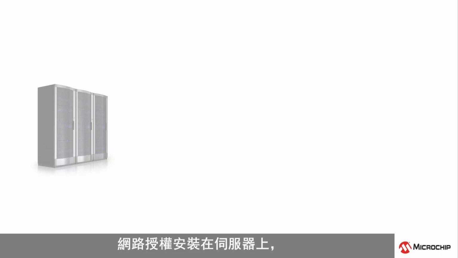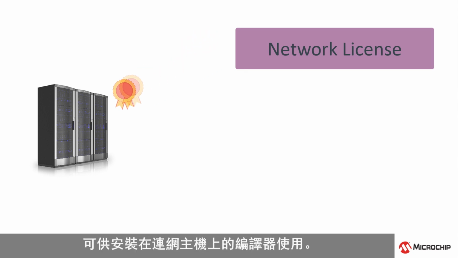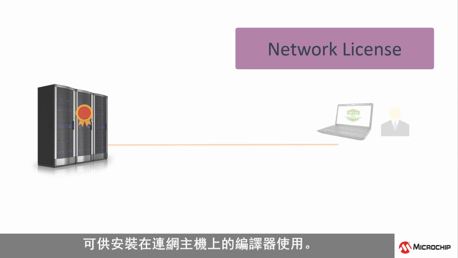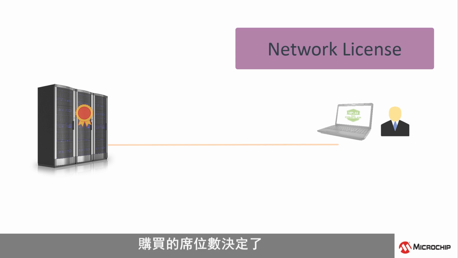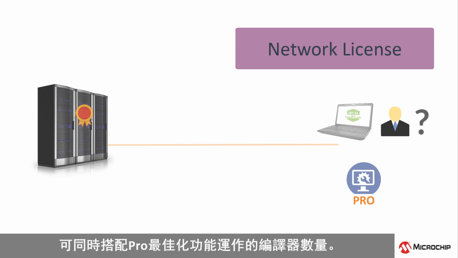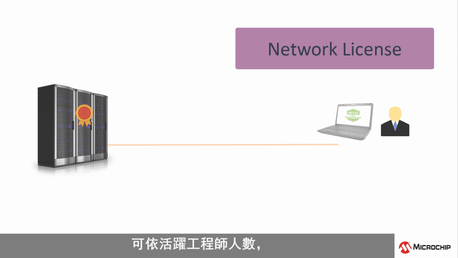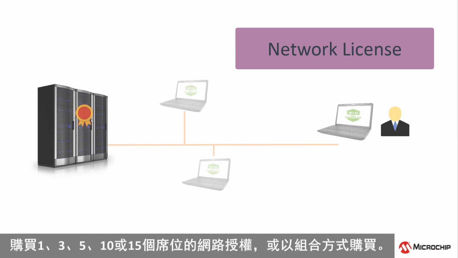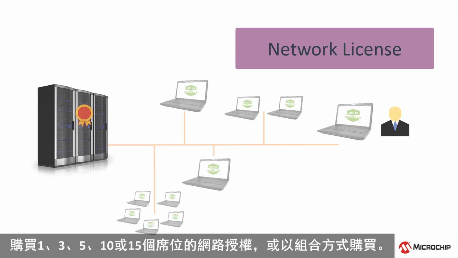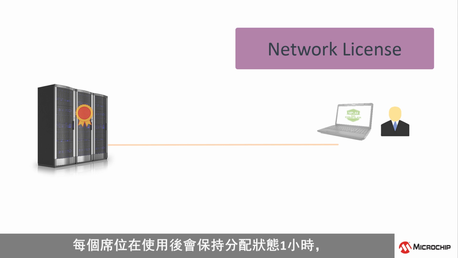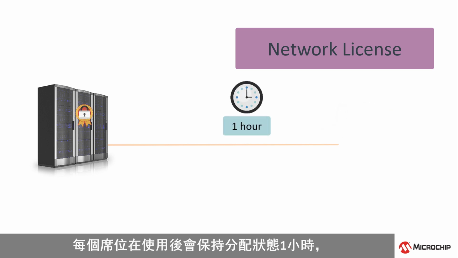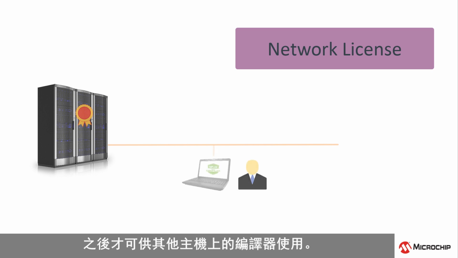A network license is installed on a server and can be utilized by compilers installed on networked host machines. The number of seats purchased determines how many compilers can be concurrently run with PRO optimizations. A network license can be purchased for 1, 3, 5, 10 or 15 seats, or for combinations of these to suit the number of active engineers. Each seat remains allocated for 1 hour following use, after which it becomes available for compilers on other host machines.